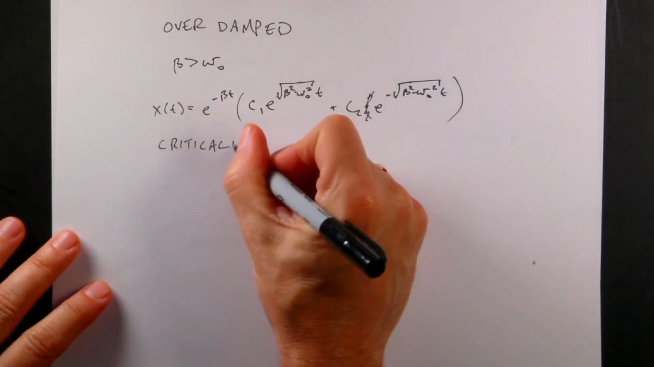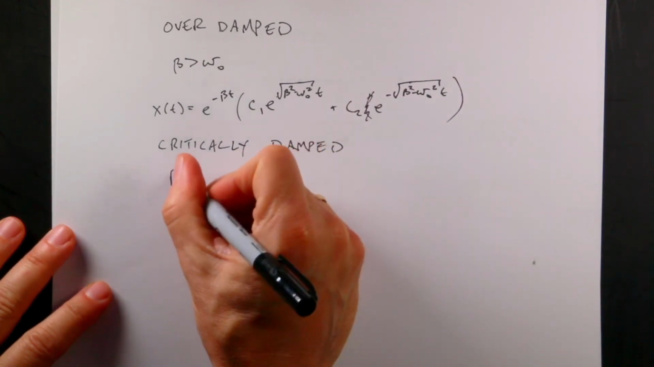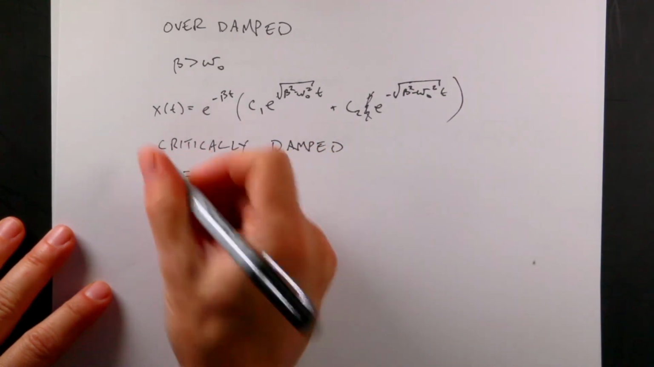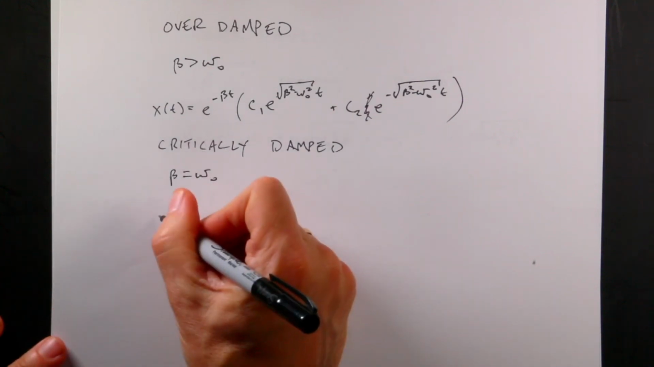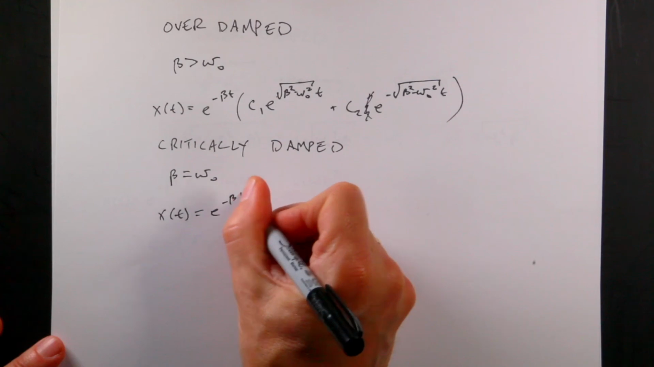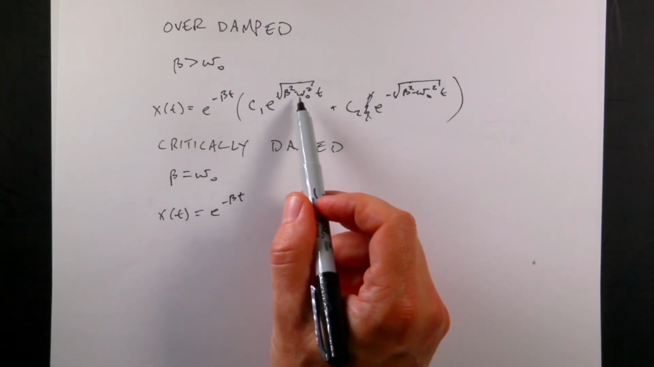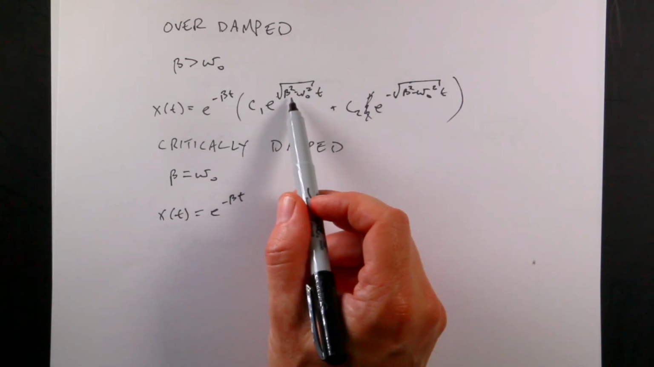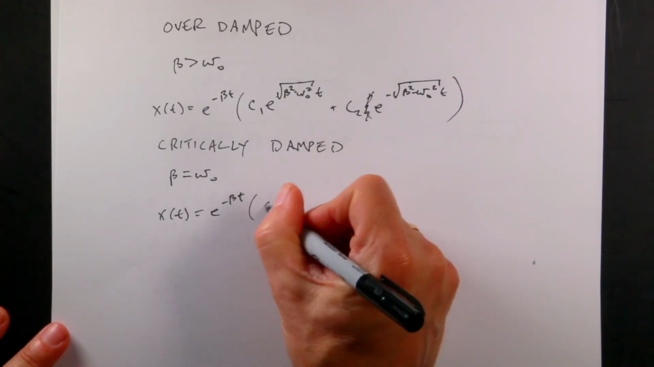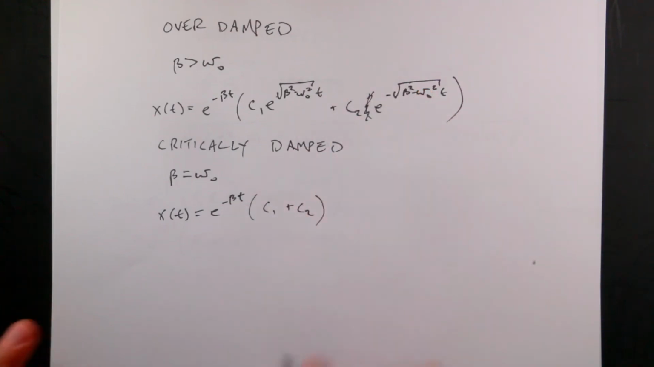Critically, is that two L's? I don't know. Damped. And this is the case where beta equals omega naught. So if I put in beta equals omega naught, I get this. x as a function of time is e to the negative beta t. And then this term is going to be beta minus omega naught, but they're the same, so that's 0. So e to the 0 is 1. So I just get C1, and over here I get e to the 0 plus C2. That's it. So it's just an exponential decay term. That one's pretty easy to plot.